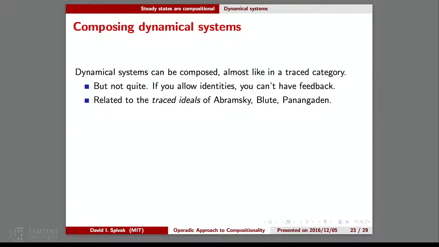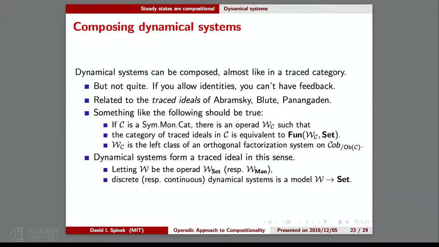So dynamical systems can be composed almost like in a trace category, but not quite. Because if you allow identities, you can't have feedback. And if you have feedback, you can't have identities. Or if you want both, then you don't have totality. You get kind of a partial thing. And so I think this is related to the trace ideals of Abramsky, Blute and Panangaden. So something like this should be true. I've talked with Rick about it, and we both believe it, but we haven't proved it formally.